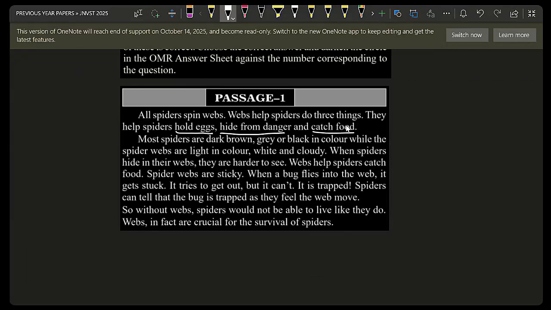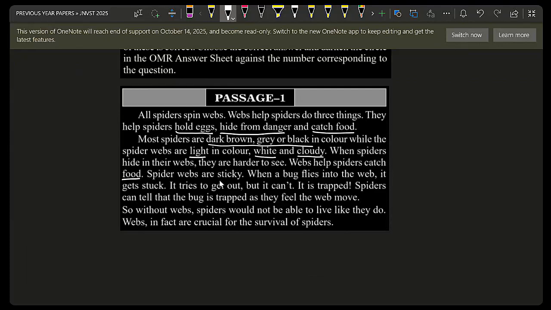Most spiders are dark brown, gray, or black in color, while the spiders' webs are light in color, so very light, white, and cloudy. Cloudy means it's very thin and light. When spiders hide in their webs, they are harder to see, so we cannot distinguish them from the webs. They are hiding actually in the webs. Webs help spiders catch food.